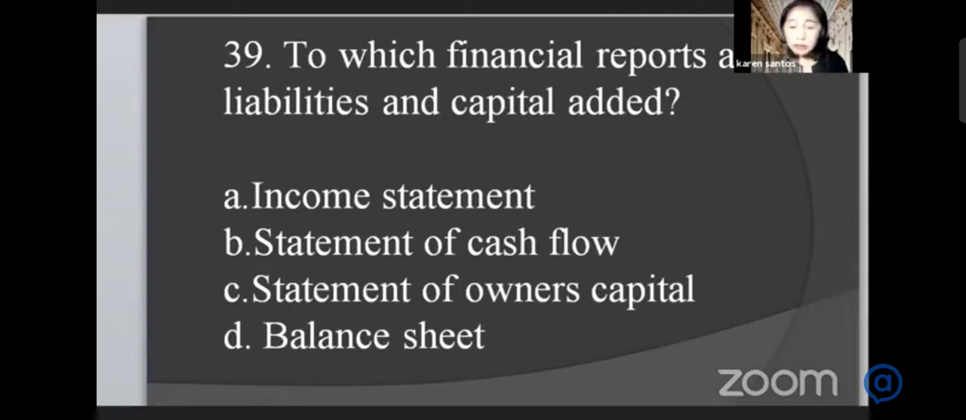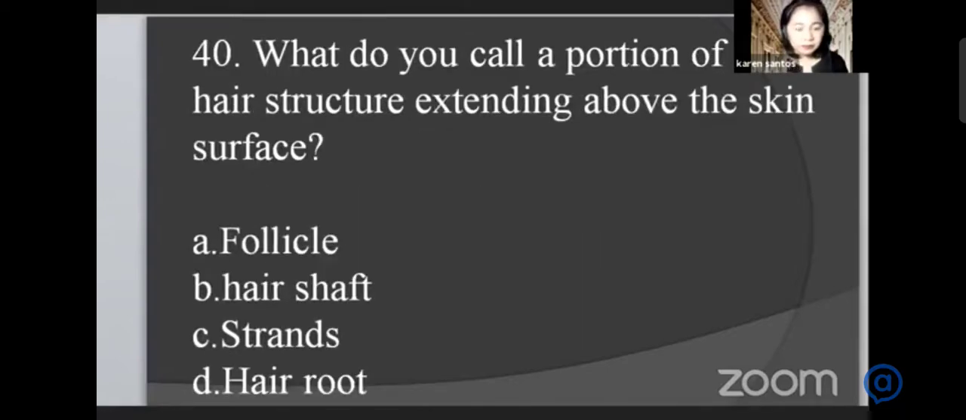And then when we say statement of owner's capital, this is the account in which the owner's investment is recorded plus the net income earned by the company, minus the draws made by the owner. All right, for our next question. Okay, so what do you call a portion of the hair structure extending above the skin surface? A. Follicle. B. Hair shaft. C. Strands. D. Hair root.